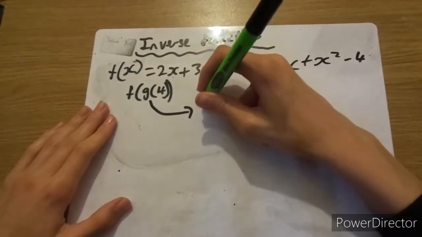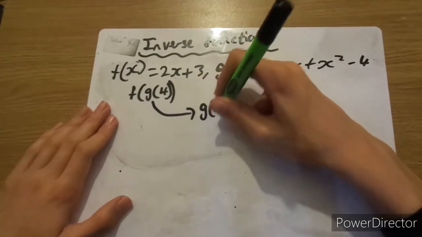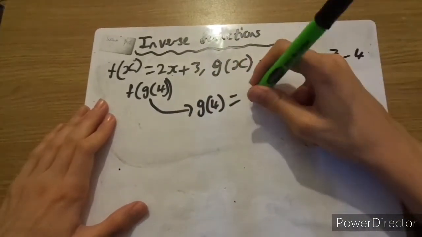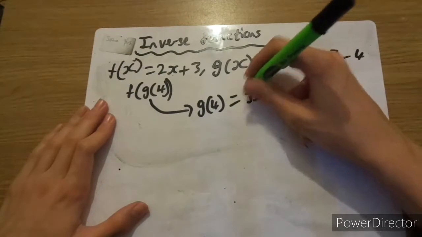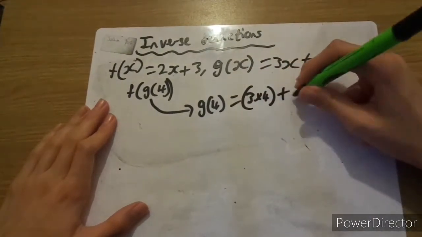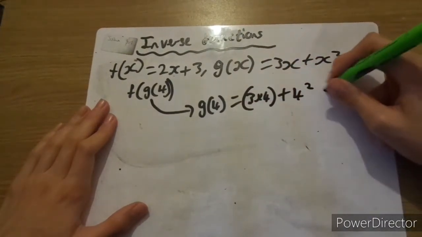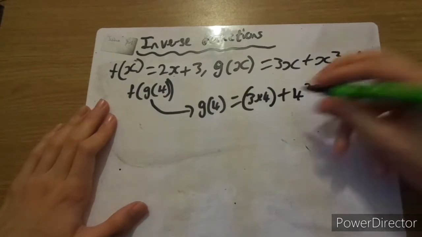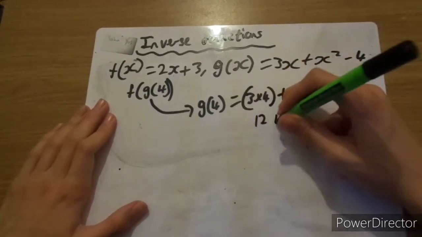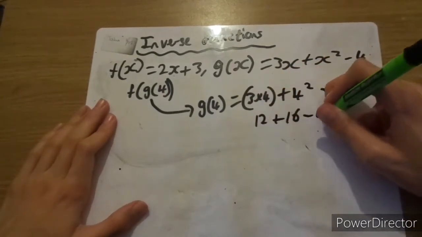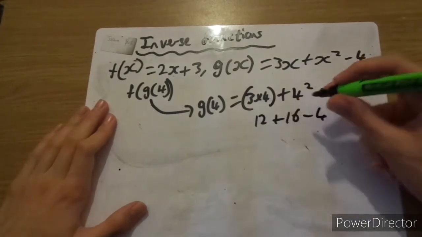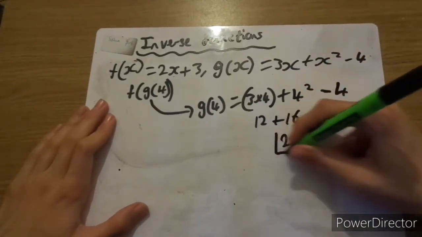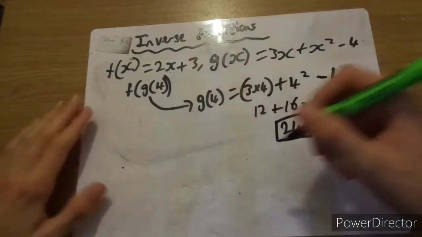So the answer to this one is you do g(4). Then you do 3 times 4. Then you add 4 squared. Then you minus 4. So that would give you 12 add 16 minus 4. That gives you 28 minus 4, which is 24. That is the answer to that part.